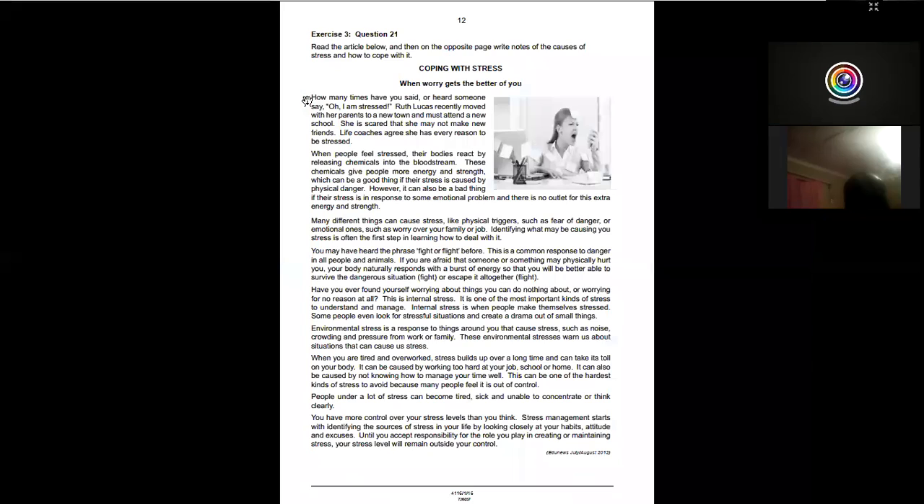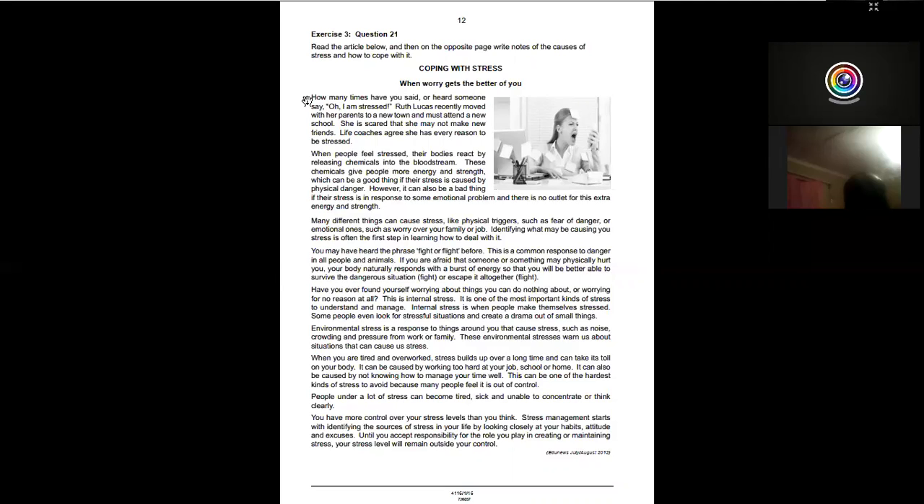Now, give it a try to write the following summary. I'm going to give you a typical exam question and see if you can manage to write a summary about it. This is a typical question from a 2016 question paper, where you were asked to write a summary. The question looks like this: Read the article below, and then on the opposite page, write notes on the causes of stress and how to cope with it. So here you are expected to write a summary.